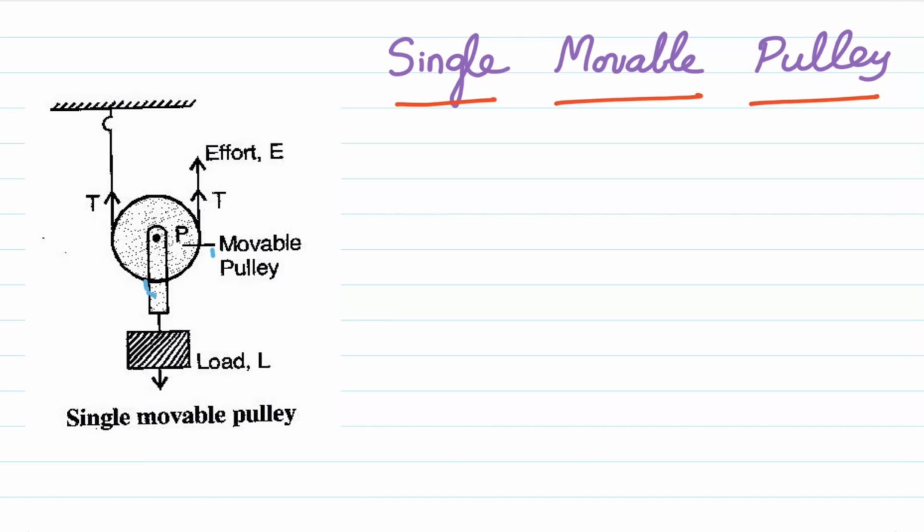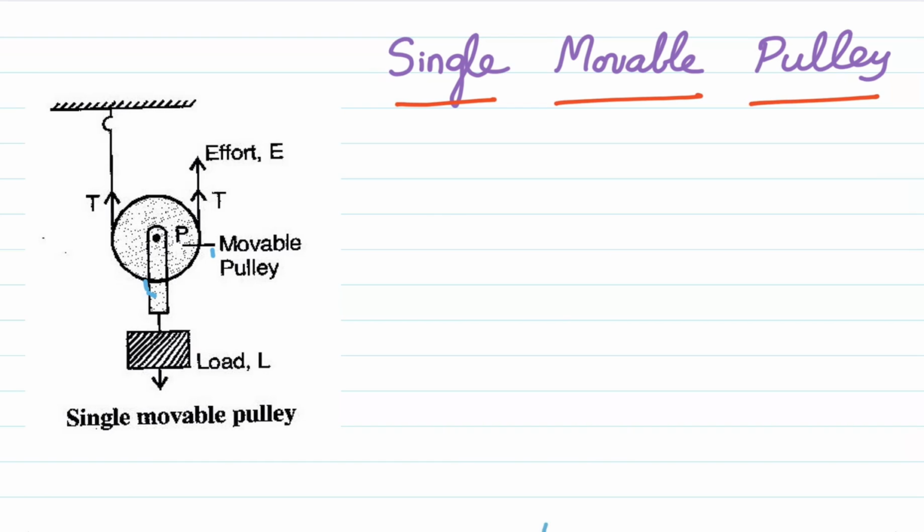The load is acting in the downward direction. Put an arrow mark in the downward direction. When the pulley is pulled up by the effort E, the tension T is developed in both segments of the string. There are two segments you can see in the diagram. The tension will be developed in both the segments of the string.